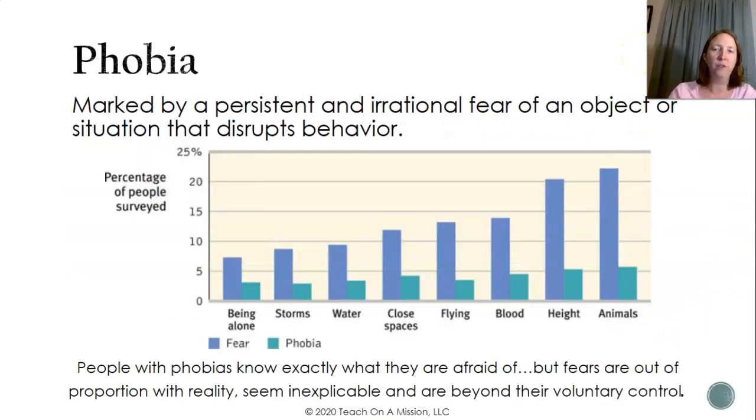Moving on to phobias. Phobias are marked by a persistent and irrational fear of an object or situation that disrupts behavior. So here's the thing. This little graphic here shows you how many people are afraid of the same thing. That's that blue bar on our bar graph here. Many, many people are afraid of things like flying, blood, heights, animals, and so on. But to have a phobia means that it's not logical, that it's disrupting your life and your ability to do things you need to do, and that it's always there.